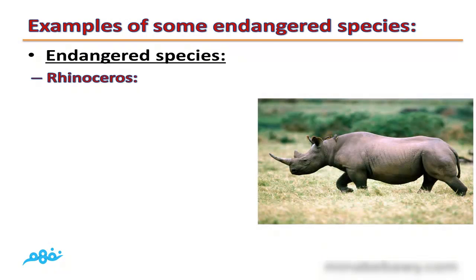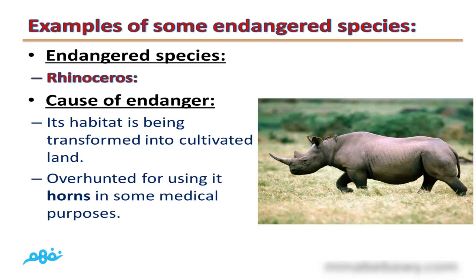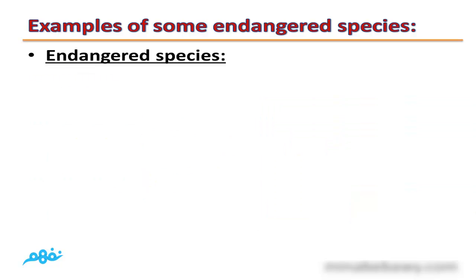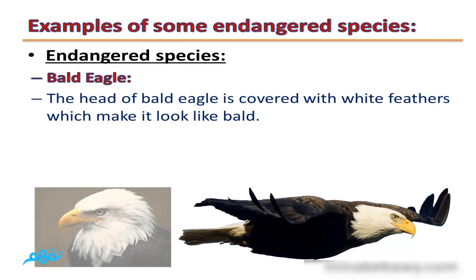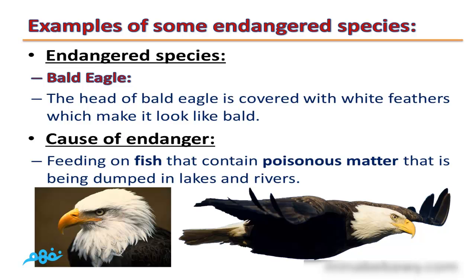The second endangered species is Rhinoceros. Cause of endanger: its habitat is being transformed into cultivated land, and it is overhunted for using its horn in some medical purposes. The third endangered species is bald eagle. The head of bald eagle is covered with white feathers, which make it look like bald. Cause of endanger: feeding on fish that contain poisonous matter that is being dumped in lakes and rivers.